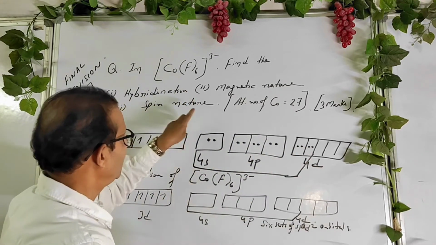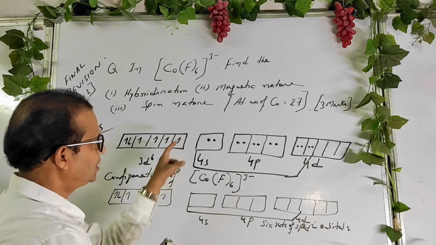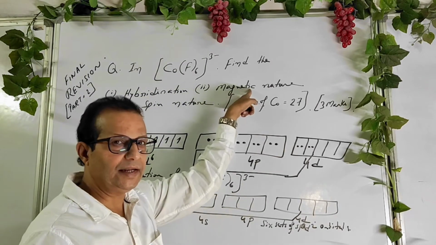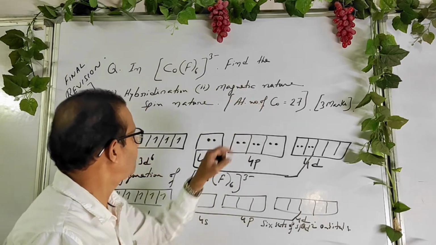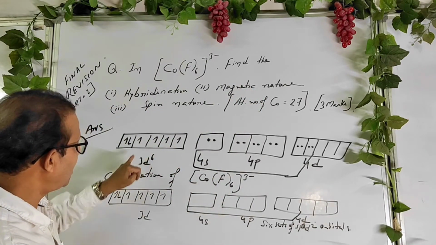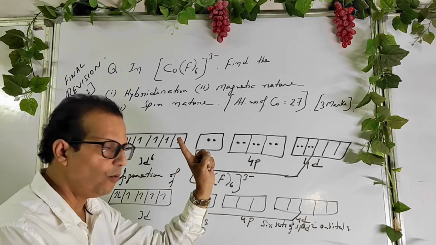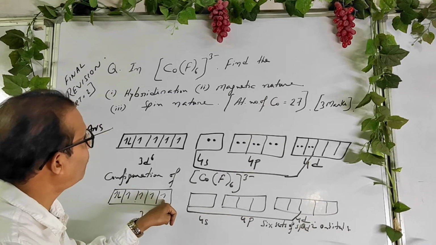sp3d2. So sp3d2 hybridization takes place here, okay? What is the magnetic nature? Magnetic nature means whether it is paramagnetic or diamagnetic. Listen, as there are unpaired electrons, it is paramagnetic. Even if there is one unpaired electron, that's also paramagnetic, so it is paramagnetic in nature.